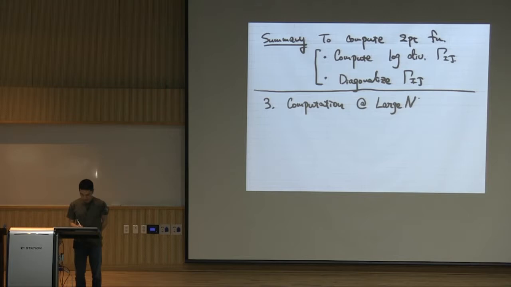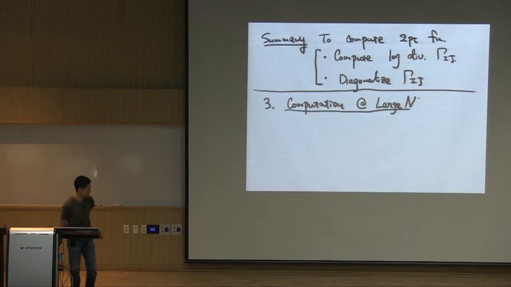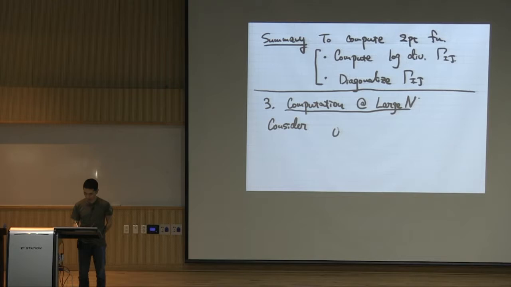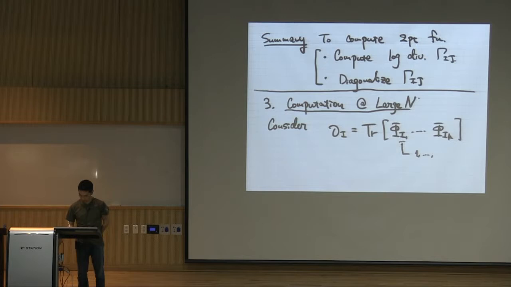Now, in principle, there are many different single trace operators because we have many different fields in N equals 4 super Yang-Mills theory, including fermions and so on. But let's consider the operator OI, which is just made of scalars. So essentially, that's what we have been talking about already. And let me just remind you that this I runs from 1 to 6. As I said in the previous slide, what we first need to do is to take this operator, compute a two-point function and read off the log divergence. So that's what we need to do.